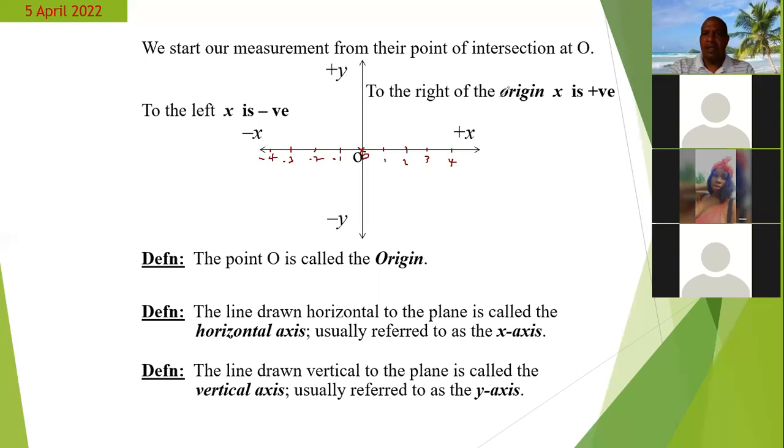All right. Now, above the origin, that means we'll be on the y-axis, then our values would be positive. So we'll count on the y-axis, 1, 2, 3, 4, 5, and so on. So the numbers above the origin will be positive on the y-axis.